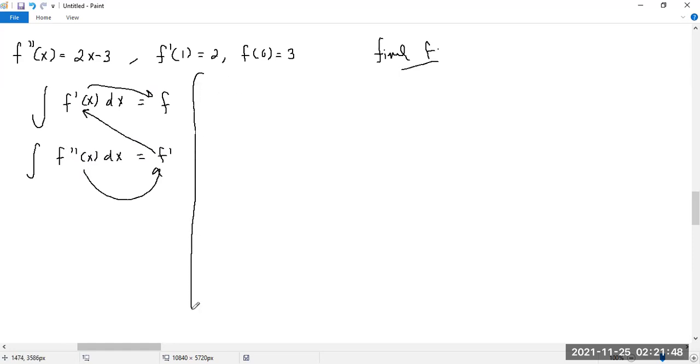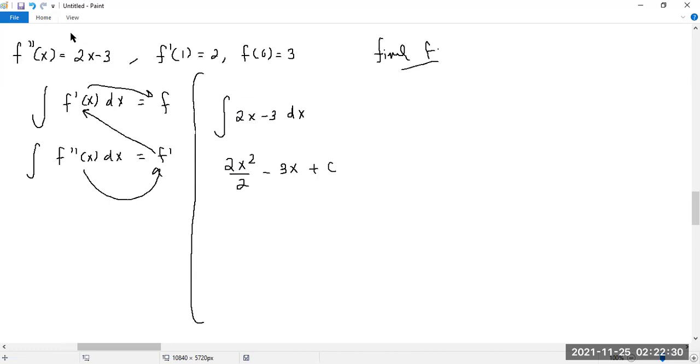Let me put the second derivative into the integral, and that will give me the first derivative, but it will give me a general solution. Then I will get a specific solution from the first derivative. So if I put the second derivative into the integral to get the first derivative, I'll actually be putting 2x minus 3, because that's the second derivative. And then I'm going to take the integral of this, ignoring the constant: 2x squared over 2, so x squared, minus 3x plus c.